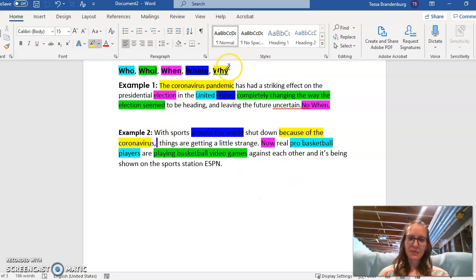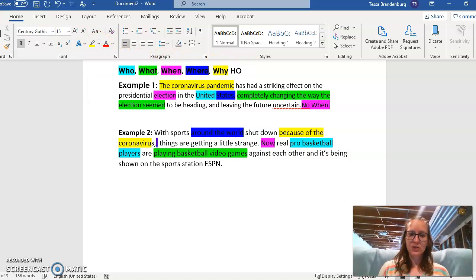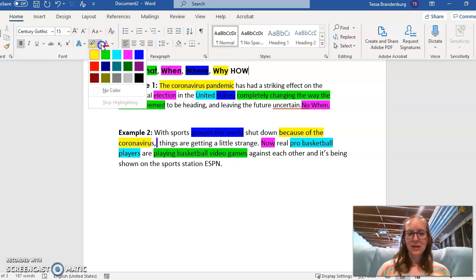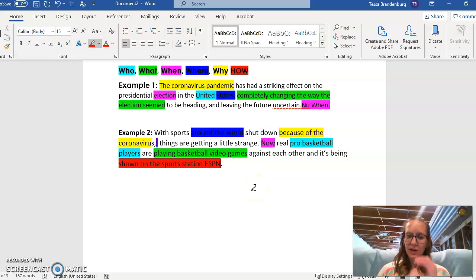So it gives you very evident the who, what, when, where, why. And then the other thing that they did mention when we were doing this earlier was you can also do how. So how is this going to happen? That's something else you can include in your paper. I didn't have you do that on your first assignment, so I'm not going to make you include it, but if you want to add it to your lead, you can. So on example 2, the how would be, it's shown on the ESPN network, right? Or it could be, if it said through the internet, that would be the how.